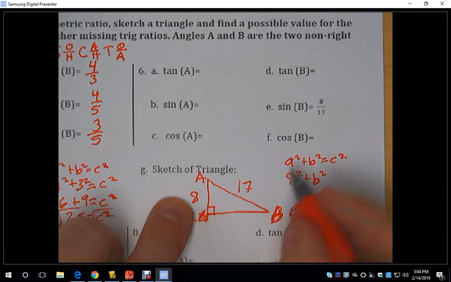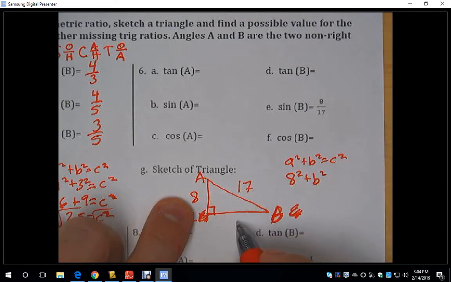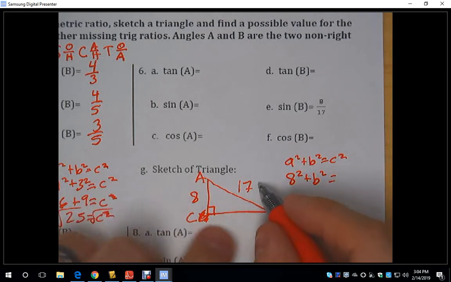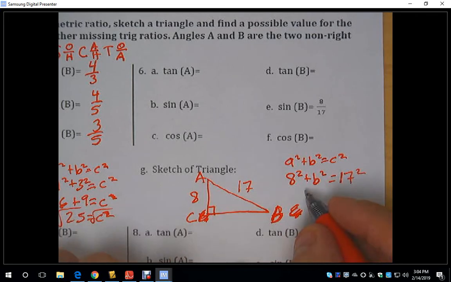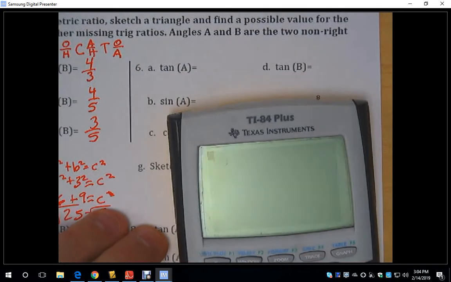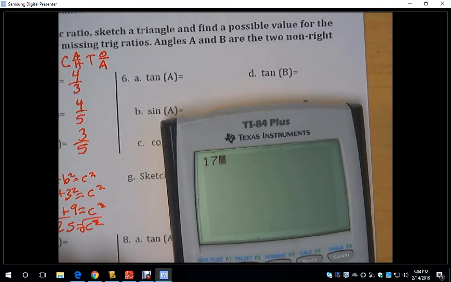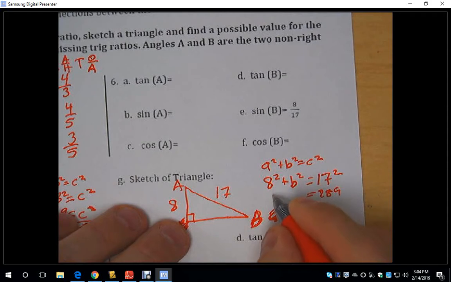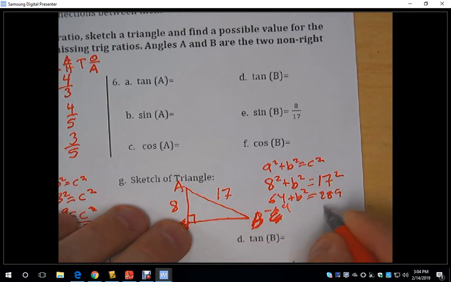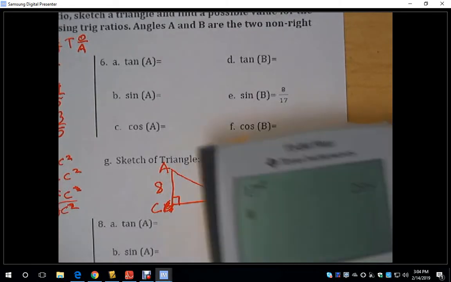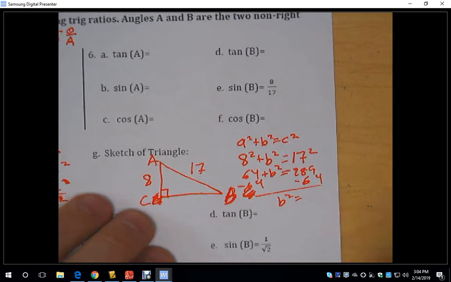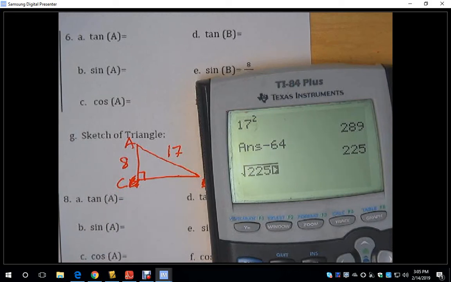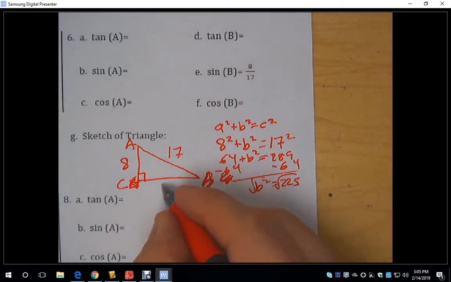A and b don't matter, they're interchangeable. We're just adding anyway, so we could have chosen this side to be a or b. So I have a squared plus b squared equals c squared, and c is our 17 here. 17 squared is 289, and 8 squared is 64. Now we subtract the 64 from both sides to get b squared equals 225. Now we take the square root of both sides. The square root of 225 is 15. So the missing side here is 15.